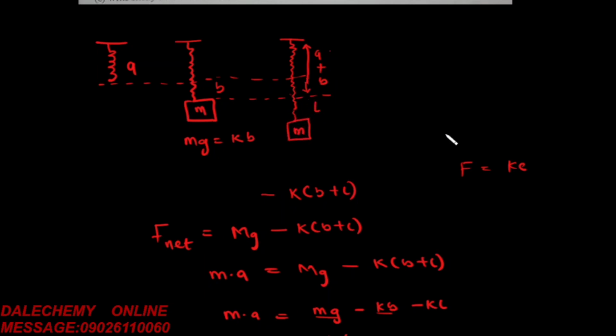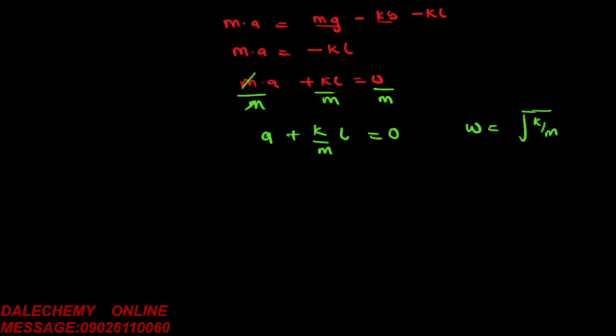So this is very similar to simple harmonic motion. So we can have omega equal to the square root of k over m. And from here we can have a plus, now if you want to express k over m, you can square both sides. When you square both sides, this will become omega squared equals k over m, and we have a plus omega squared L equals 0.